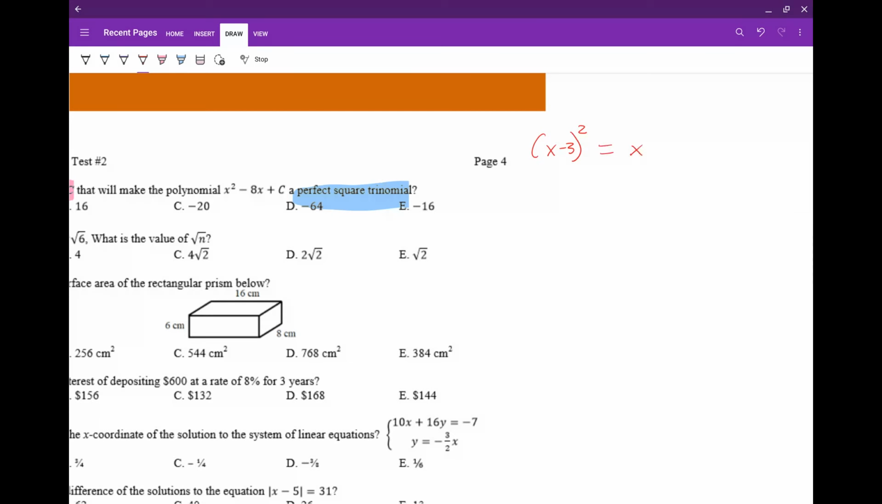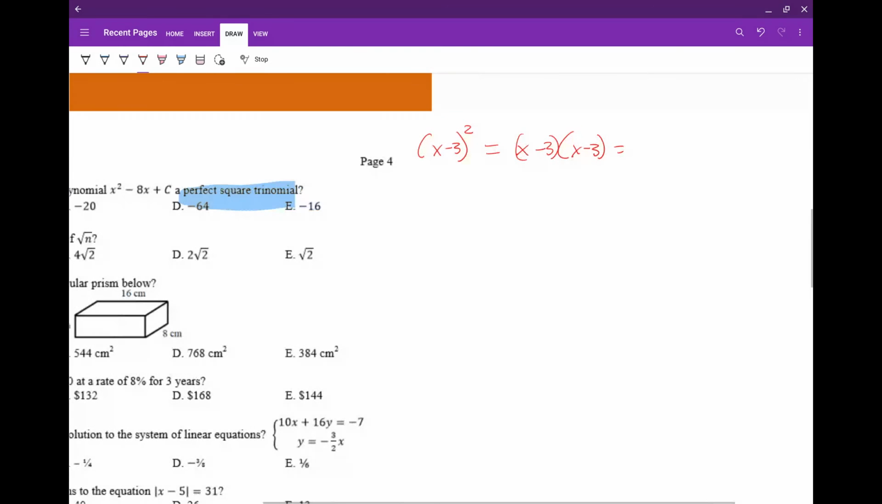And that's equal to, when you FOIL it out, x minus 3 times x minus 3, which is equal to x squared minus 6x plus 9.